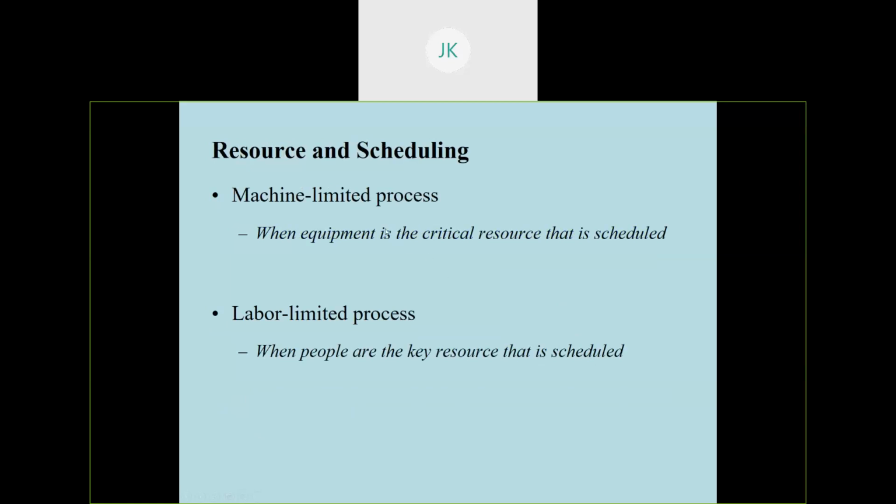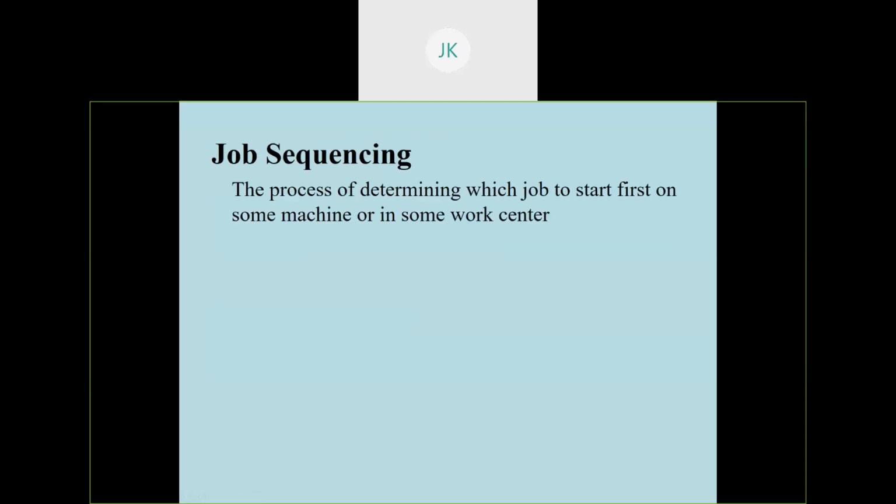Regarding machine hours, available machine hours, and labor hour schedule, that is regarding resource and scheduling. Job sequencing is the process of determining which job to start first on some machine or in some work center. If there are multiple jobs, then we assign which one first, which one next, and so on. That is job sequencing.